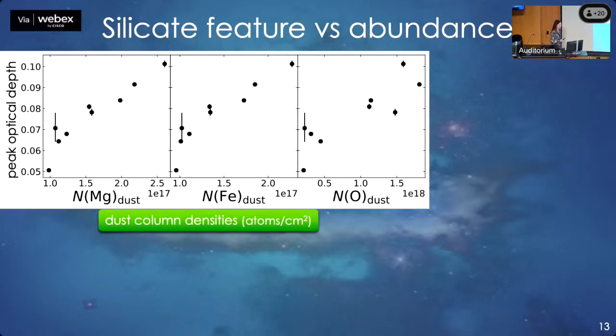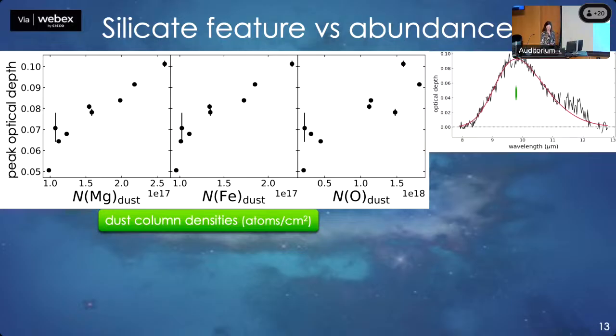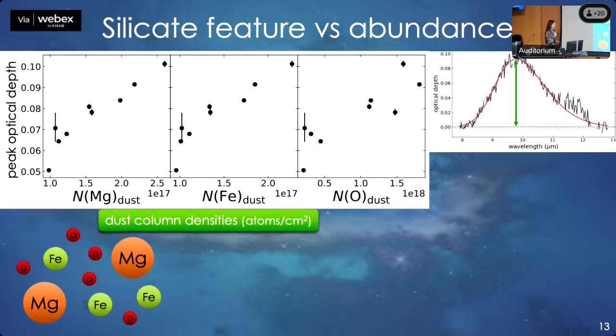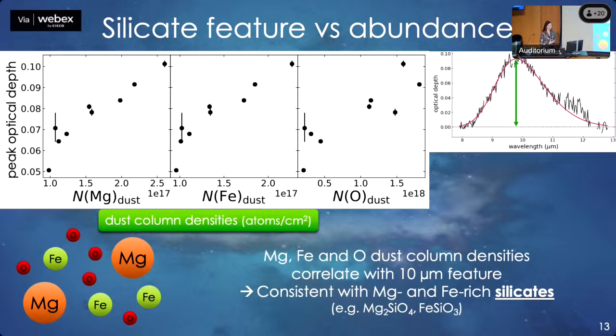So here I'm plotting the peak optical depth of the silicate feature against the column densities of magnesium, iron, and oxygen in the dust. So just to remind you, this is really the strength of the silicate feature versus the number of atoms of these elements in the dust. And we find an almost perfect correlation here. So this is consistent with this feature being caused by silicates that contain magnesium and iron, such as olivines or pyroxenes. So we kind of already knew this, but this is the first time that we can observationally confirm this without needing any laboratory experiments or any dust grain modeling, just by comparing extinction and abundance measurements for the same sightlines. So that's kind of cool.